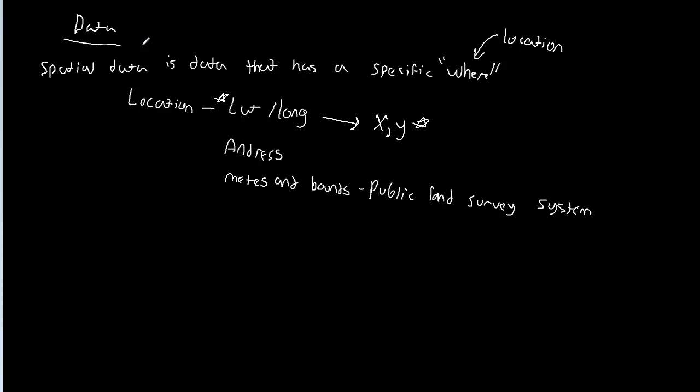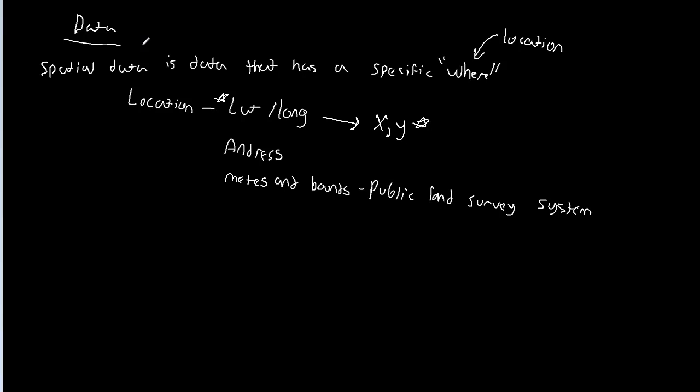Okay, so just to recap, when we talk about spatial data, what we're talking about is specifically things that have locations. We can describe location through latitude and longitude for three dimensions on a globe. We can take that latitude and longitude and convert it into X and Y, or eastings and northings, on a two-dimensional map. We can describe locations with addresses. And we can also use metes and bounds, or the public land survey system, which is a way of having a set start point that we then work out from using distances and directions.